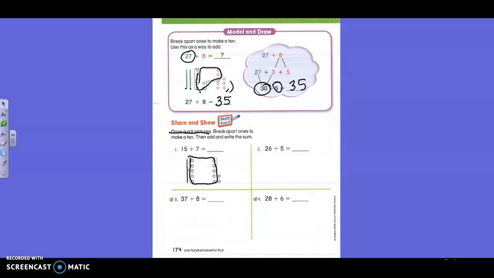How many 10s do we have now? We now have 2 10s, which is how much? 20. And then how many 1s is left over outside of that box? 2. What's 20 plus 2? 22. Okay, so that is our answer. 15 plus 7 is 22.